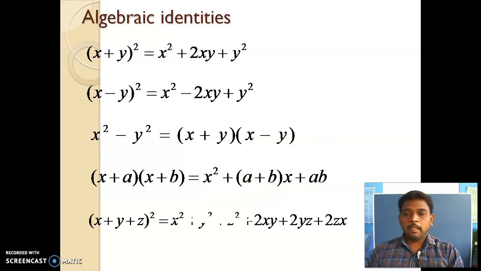And then, here the first four identities you already know from our lower classes itself. This is the last identity, that is x plus y plus z whole square. Suppose three terms are there with the whole square, that is a common square, we can apply the right hand side expression. Okay. And today we are going to see two more identities.